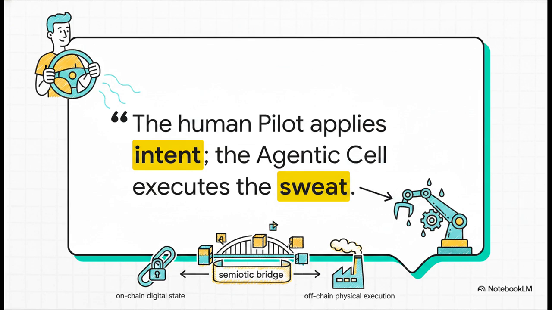It clarifies that AI agents, like the mentioned Polycritus agent cell, are really just deterministic scripters. The human pilot applies the intent, but the agentic cell executes the sweat. Bridging that massive gap between messy human desire and strict deterministic machine execution is what they call the semiotic bridge.